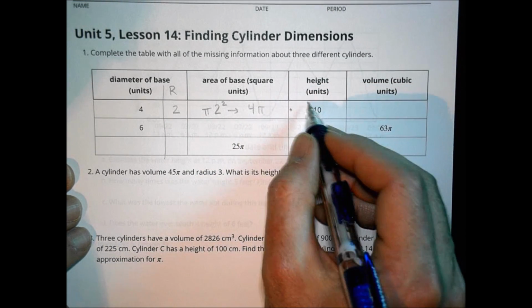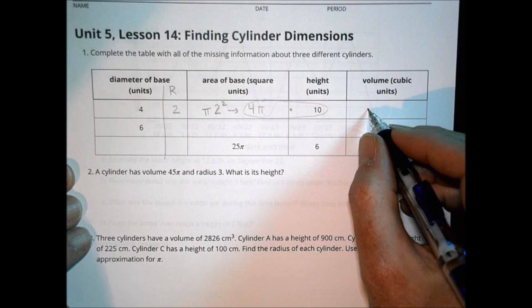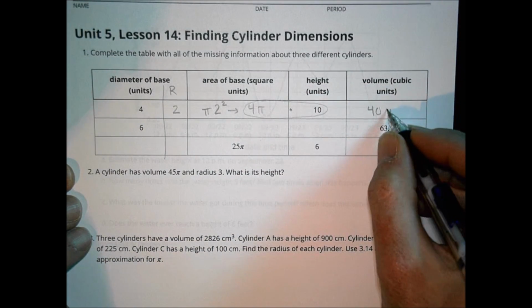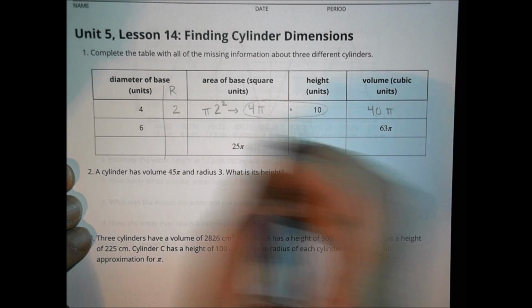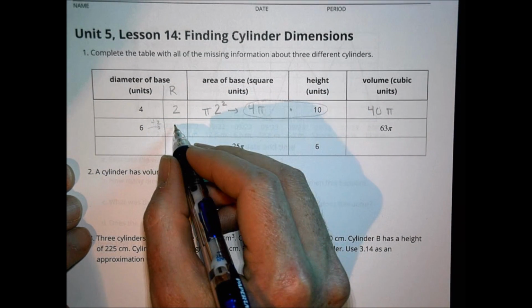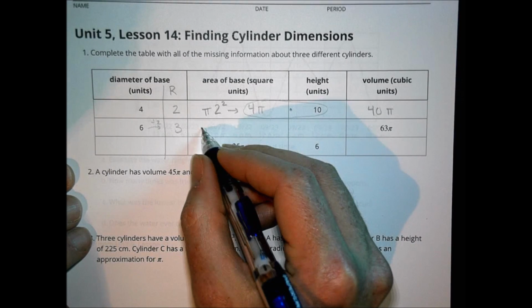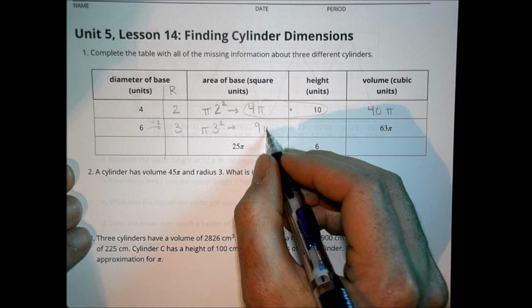And then to find the volume, we're going to multiply those two pieces together, 4 pi times 10, for a total of 40 pi. Alright, and this one, we have a 6 and a 63. I can definitely cut that in half, divided by 2. So 6 divided by 2 is 3. For the area of the base, it's pi times the radius squared, which is going to be 9 pi.